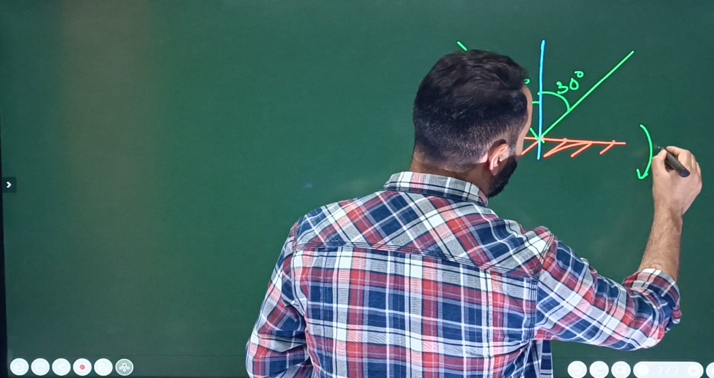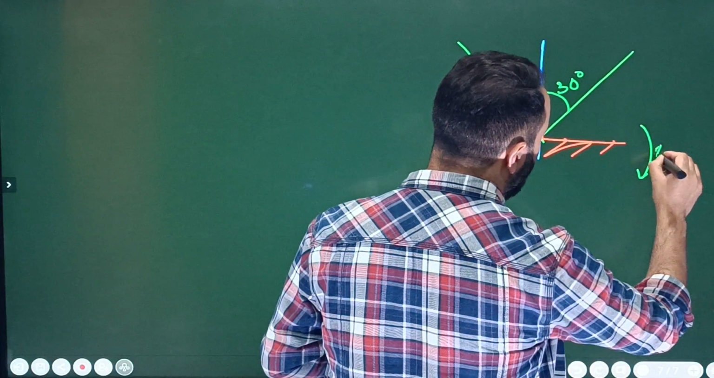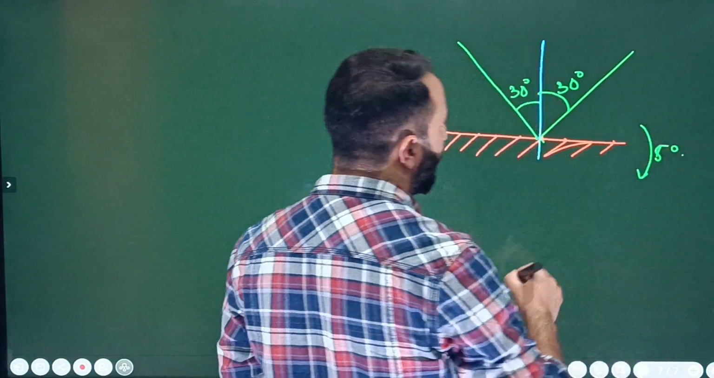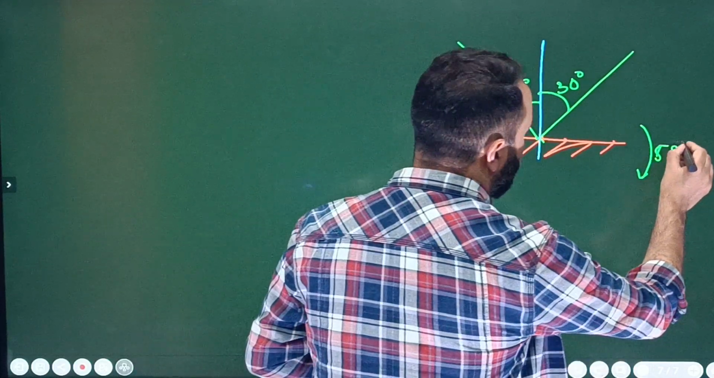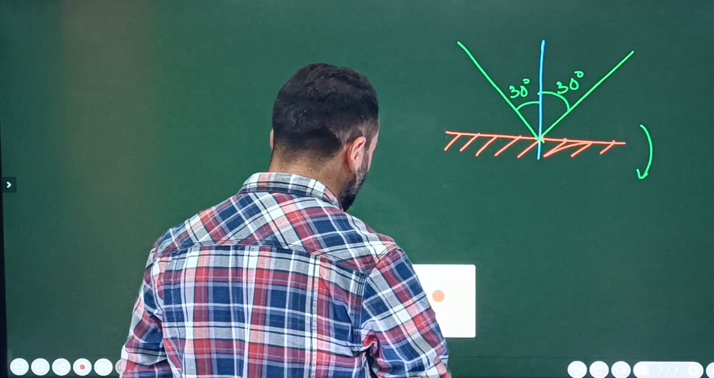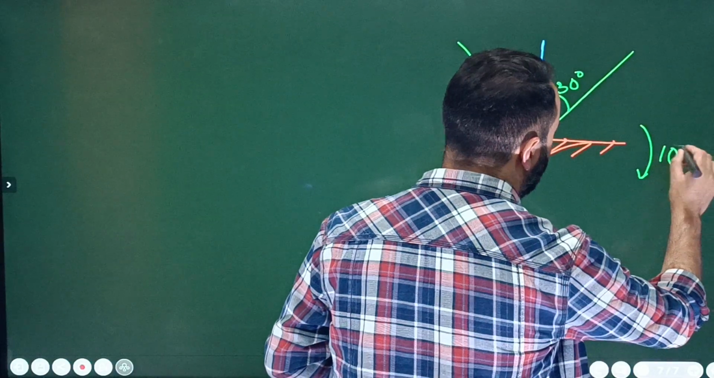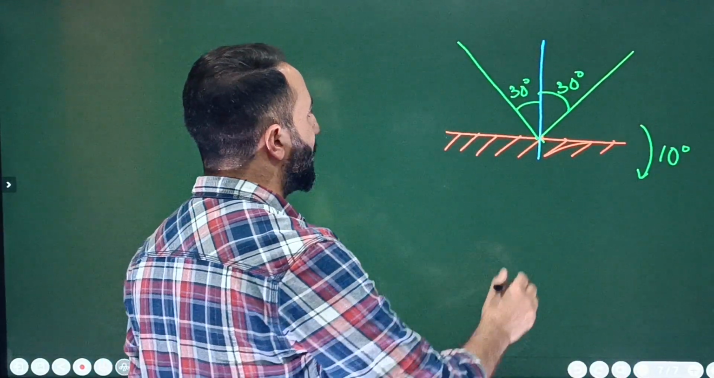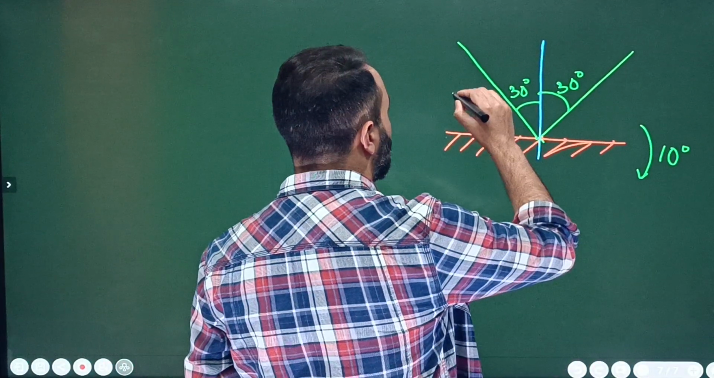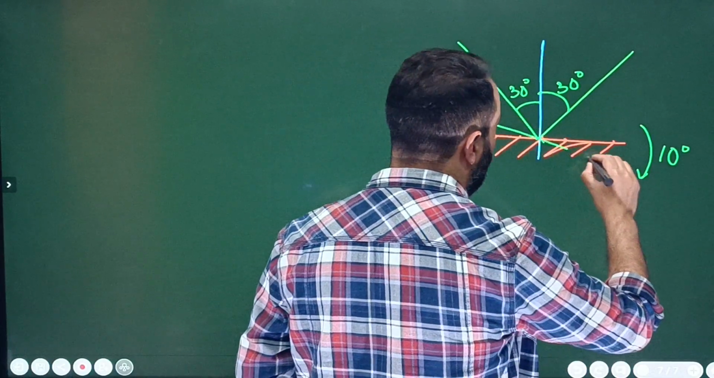It is rotated, suppose by an angle of 5 degree or 10 degree, whatever. Let's rotate this by an angle of 10 degree. Okay, so it is rotated by an angle of 10 degree. Perfect. So this will be the new position of the mirror. It is rotated by an angle of 10 degree.